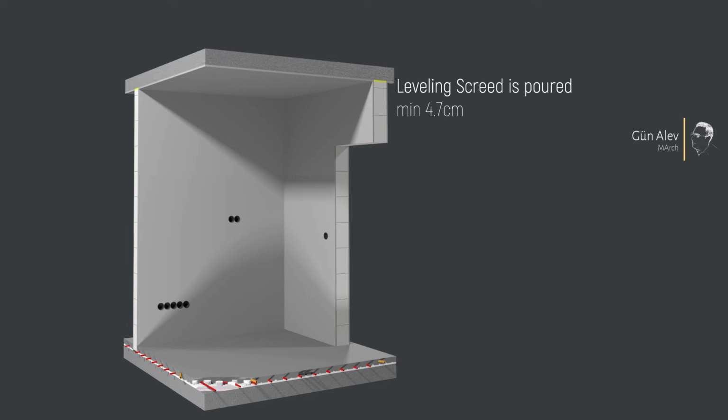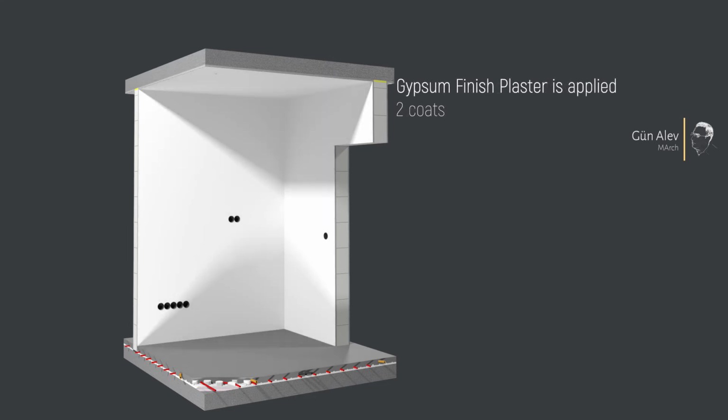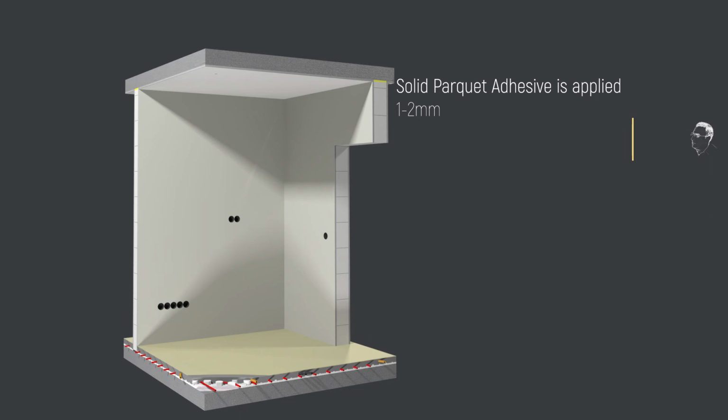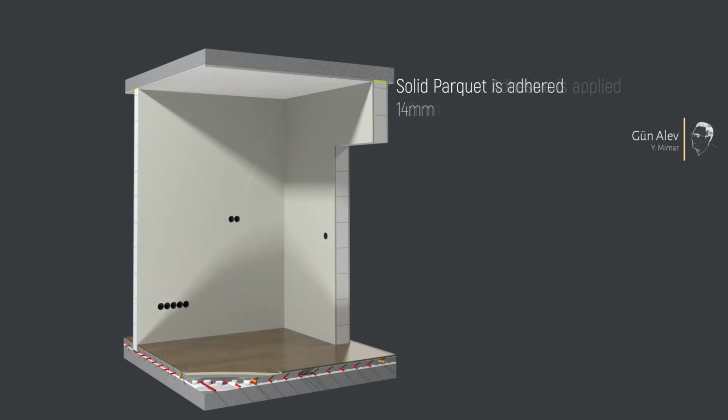Leveling screed is poured. Gypsum finish plaster is applied. Primer is applied. First coat of paint is applied. Parquet adhesive is applied. Parquet is adhered.